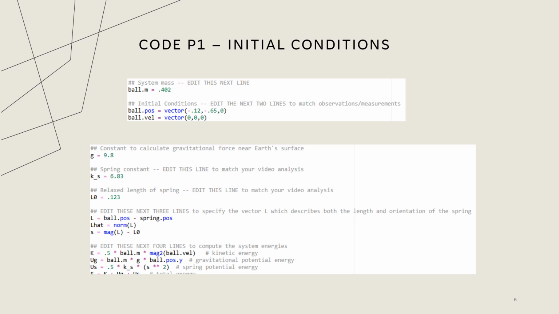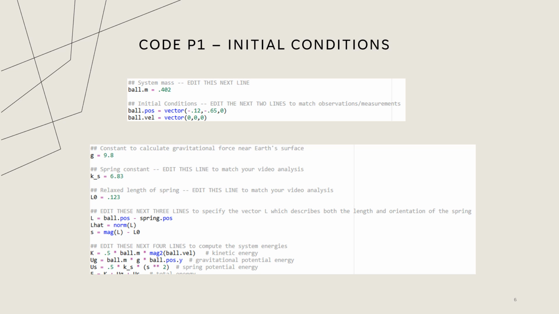The initial conditions that I talked about in the previous slide, this is the implementation in the code. The first three lines are the mass of the object, and then the position and the velocity to begin with. Then we see gravity at play, our spring constant, and the relaxed length of the spring. For the next three lines, we see L being the vector of the spring, L hat being the spring over the magnitude of the spring, or the orientation, and then s being the length of the spring, the magnitude.